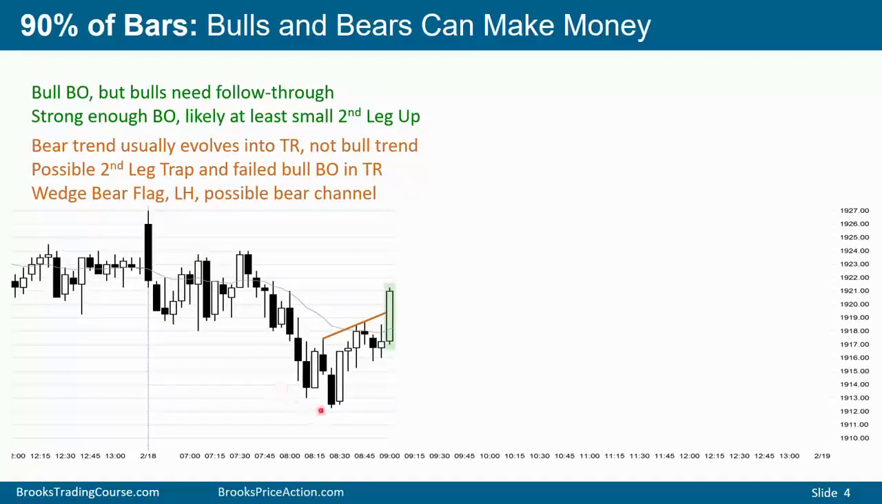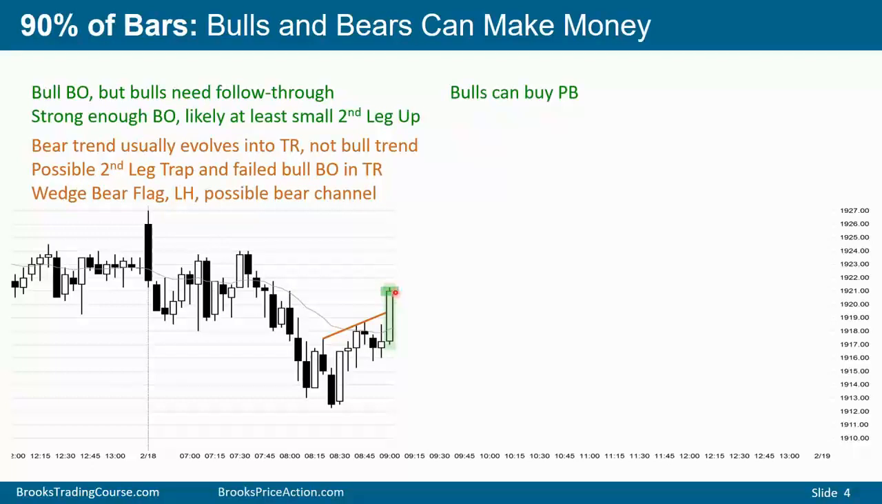We have a bear channel. Usually it evolves into a trading range. It's possible that this is a second leg trap in a trading range. First leg up, pullback, and then a strong breakout, but a lower high, and it could trap bulls into buying high. Probably we're going higher. There's room to the top of the range, and this is a surprise bar big enough so that even if it does turn out to be a second leg trap, the bulls will probably get at least a small second leg up.